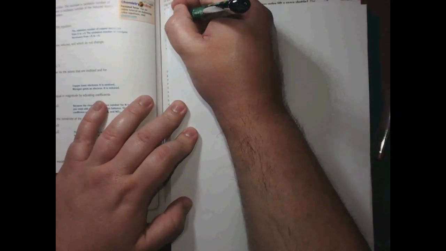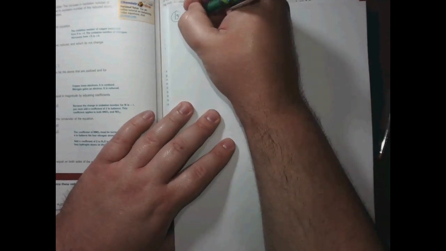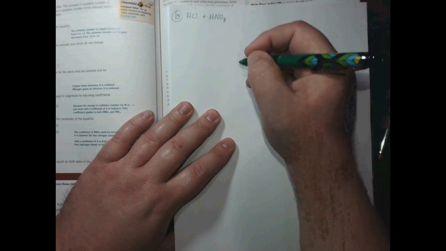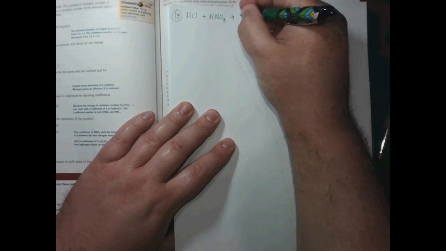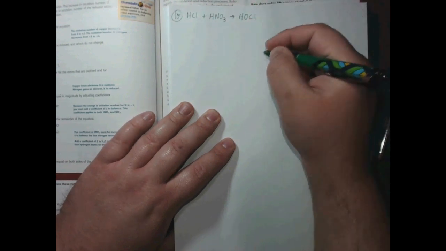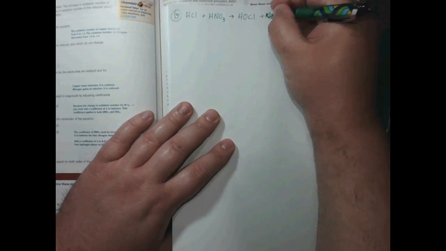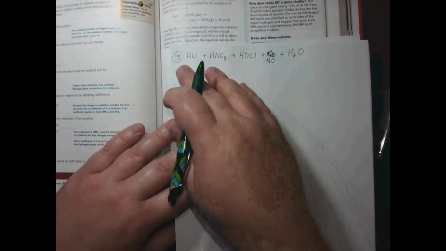All right. Number 15. HCl plus HNO3 yields HOCl plus NO. Write that, NO plus H2O.